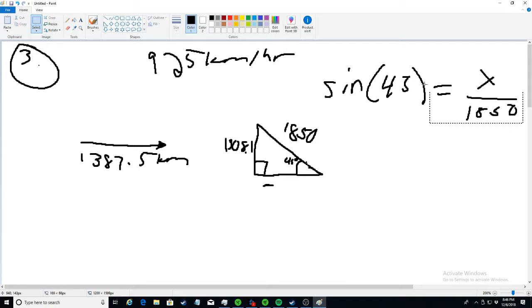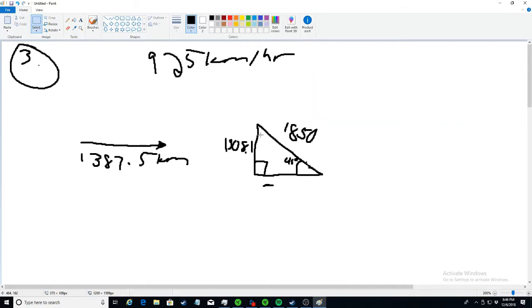But this is a 45-90 triangle. So we already know, we don't have to do any math, that these sides are going to be the same. I calculated it myself using the cosine function, and I got the same exact answer. I completely overlooked the fact that this would be a 45-90 triangle, and these two sides are going to be the same. However, this is negative as it is going to the left.